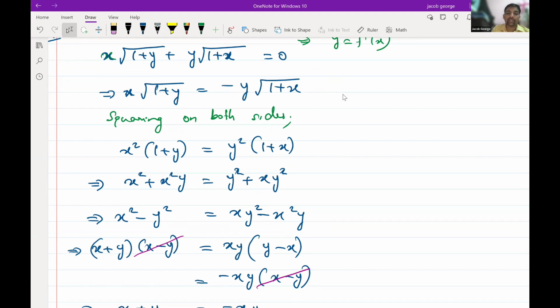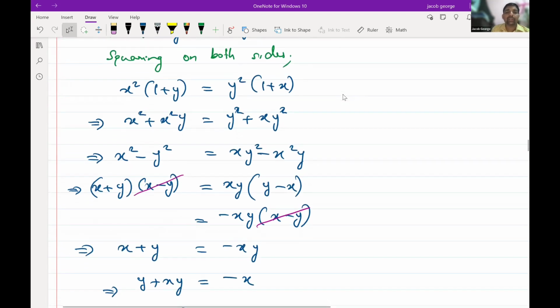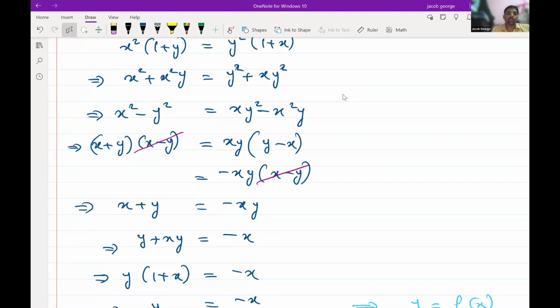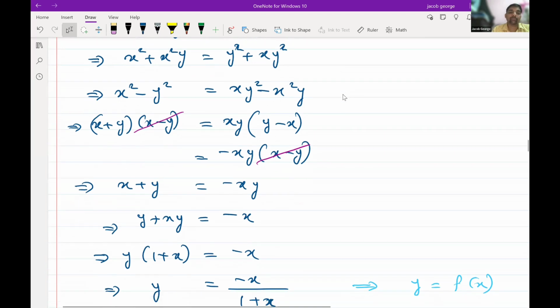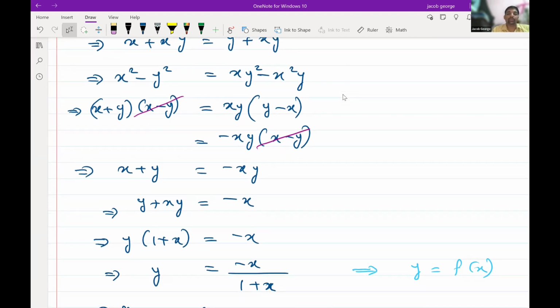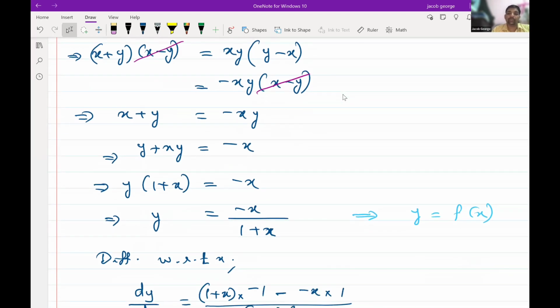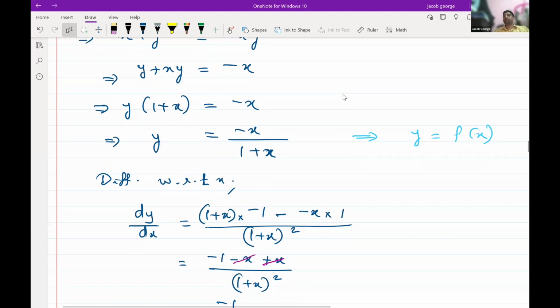Then we have opened the bracket and took y square to the left side. Then factorization is done. Then the right-hand side is minus xy into x minus y. So that x minus y we can cut. Then I took the terms of y to the left side because we have to express it in the form y in terms of x, y is equal to f of x. Or y plus xy is equal to minus x. Or y into 1 plus x is minus x, or y is equal to minus x by 1 plus x. We got y in terms of x. Is it clear?